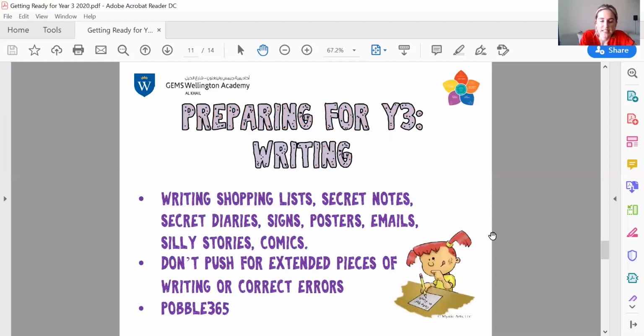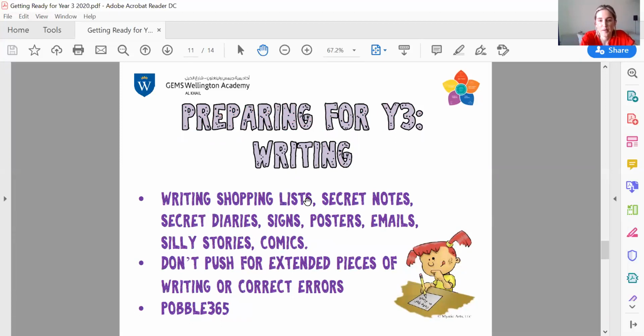Then we've got writing. Now with writing, I would say disguise writing, because I know that it can be quite a laborious task for children. They don't always love writing. But if you want to have a bit of a focus over the summer, try writing shopping lists. You could say, oh Sana, we're going to Carrefour. Could you just quickly note down some things for me? We need bananas, we need this, we need that. And then they're writing and they don't even know they're writing.